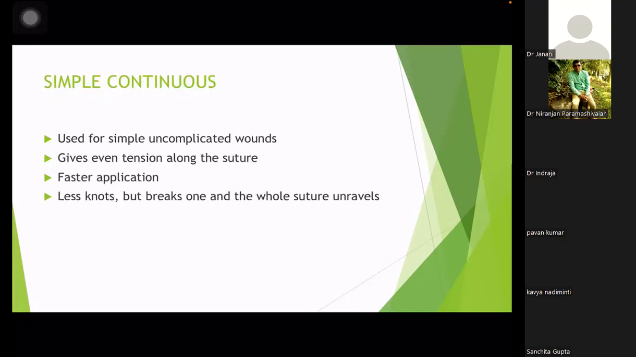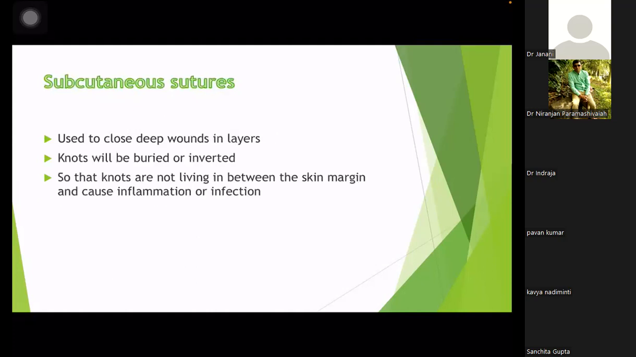But the complication is that there are fewer knots. If it is cut in between, it leads to complete loss of the suture. And subcutaneous sutures are used to close deep wounds in layers. Knots will be buried and inverted so that knots are not lying in between the skin margins, so that inflammation and infection will be less.